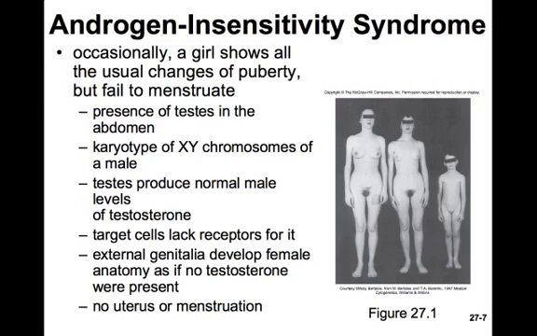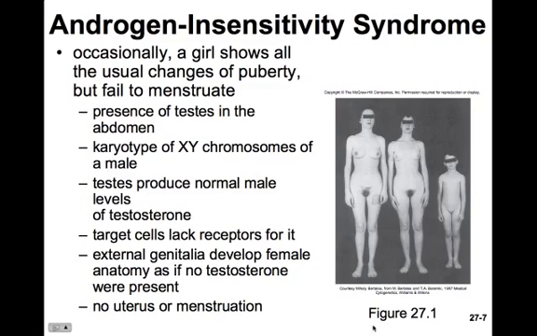Now, sometimes you can have a genetically male individual that expresses a female appearance. This is the case of androgen insensitivity syndrome. Sometimes a girl will show all the usual changes of puberty but will never have menstruation. And so if the age of 16 passes and menstruation hasn't appeared, then a simple test of karyotype, that is, what is the chromosomal composition, can reveal whether indeed it's a case of androgen insensitivity syndrome.